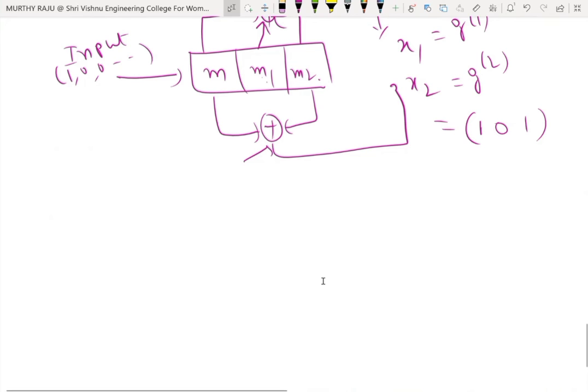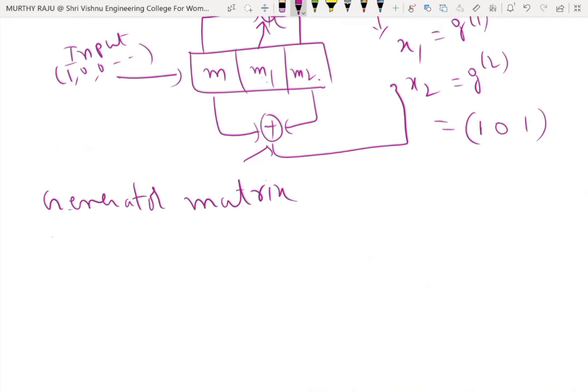Next one, find out the generator matrix. Already in the previous video, I have explained the generator matrix design concept. I will put this previous video in the description part of this video.